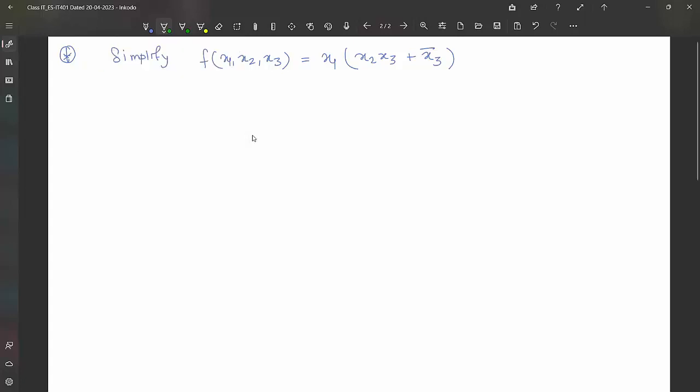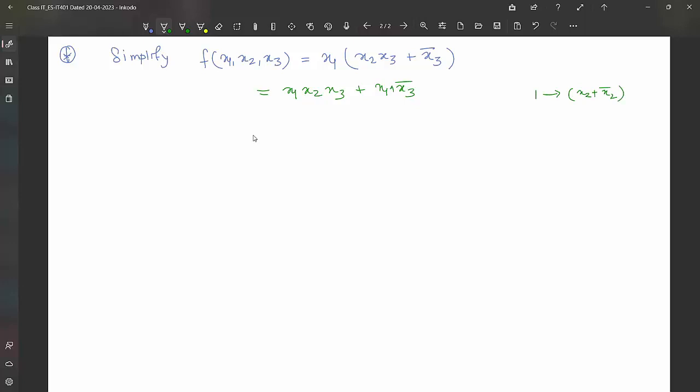No. So first you have to make it DNF form. Just multiply it out, not very difficult, you will get x1 x2 x3 plus x1 x3 bar. Now you can see the x2 is missing from the second term, so we need to make it complete. That's why we take 1 here and we replace this 1 by x2 plus x2 bar.